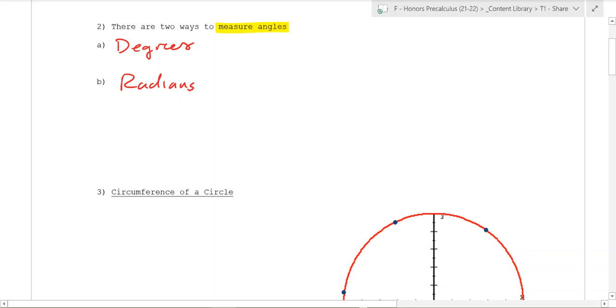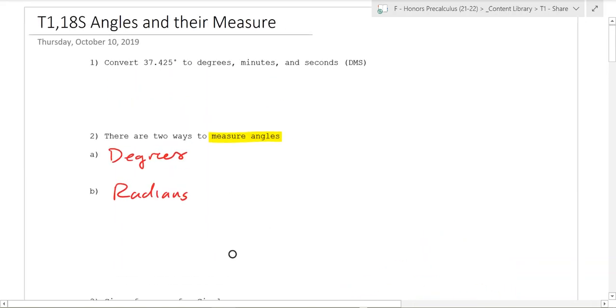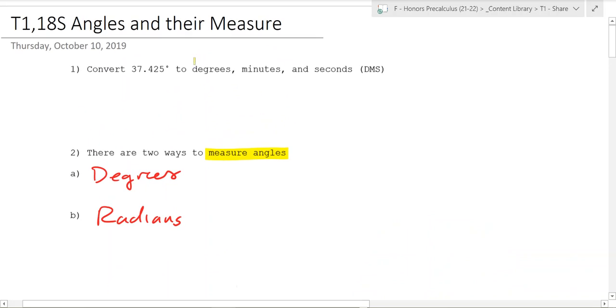So what we're going to do first is convert something that's measured in degrees into minutes and seconds. These are the fractional parts of a degree. So the first part is the number of whole degrees. So it's 37 degrees. So there are 37 degrees. And then there are 60 minutes in 1 degree.